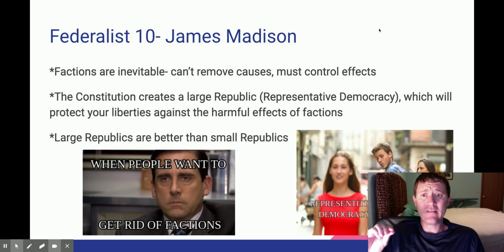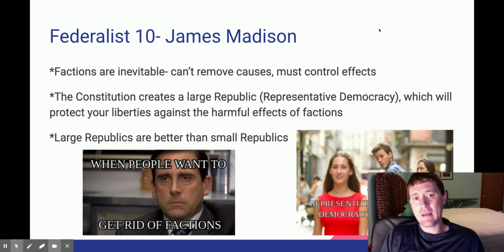So he says, look, this government is going to be a republic. And you should all think of a republic as a representative democracy. And you're going to have people that will make decisions for you, but you're going to elect these people, and these people represent the public. And there are going to be so many representatives, it's going to be a large republic. You have people coming from the states. It's a big country, lots of representatives.